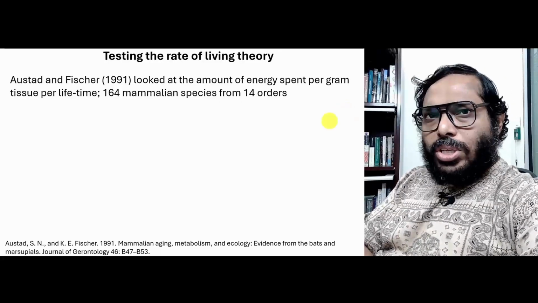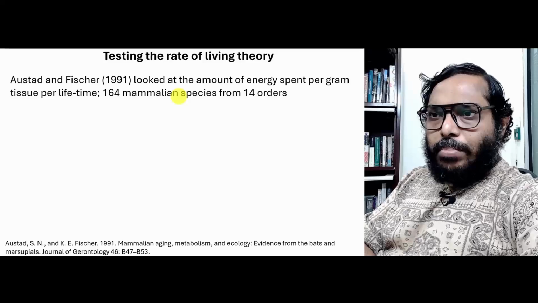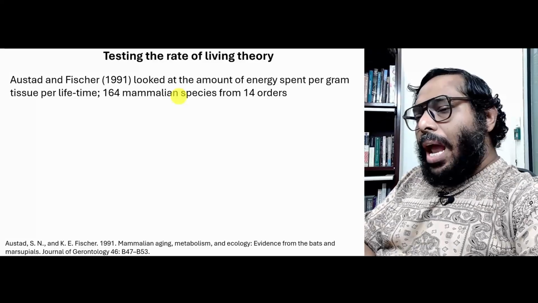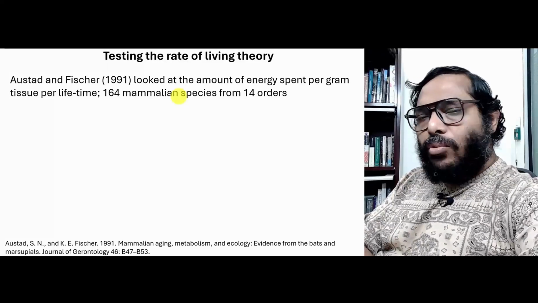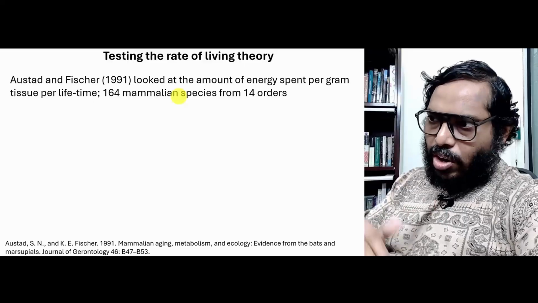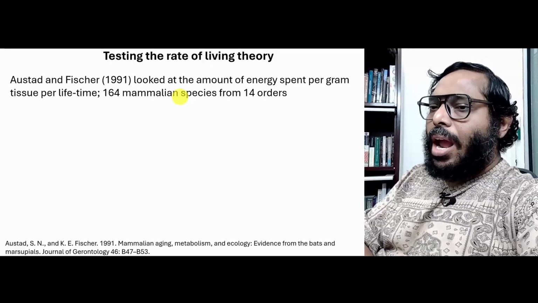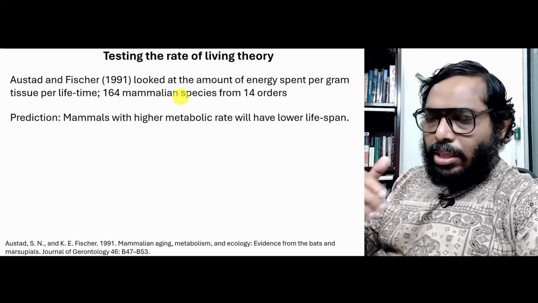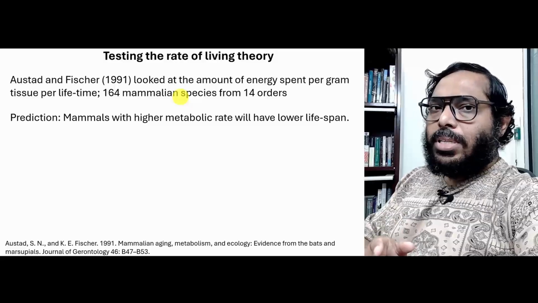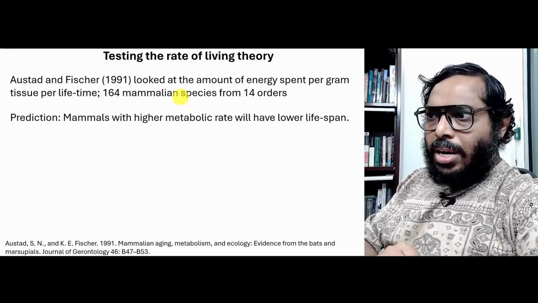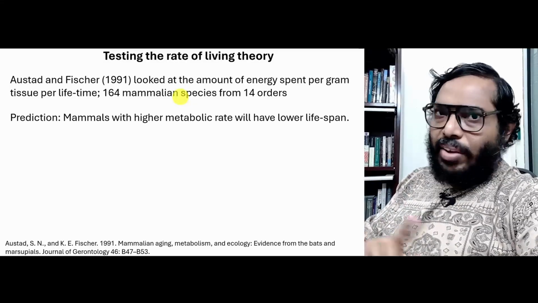What they did was they looked at the amount of energy spent per gram tissue per lifetime, and they did this for 164 mammalian species spread across 14 orders. And what they predicted was that mammals which have a higher metabolic rate will have a lower lifespan and vice versa.